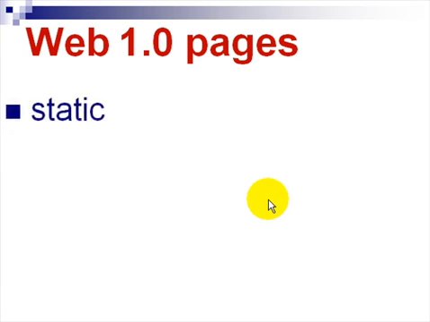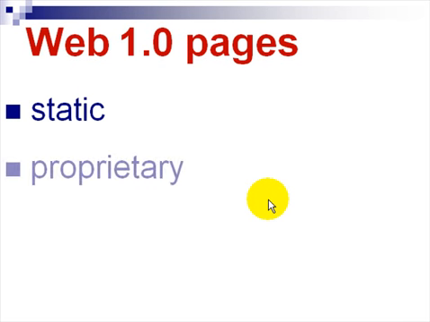If you recall from our first or second class, we talked about web pages in Web 1.0 as being primarily static, meaning they were pretty much just read-only with no interactivity, and proprietary, meaning that the content belonged to the person or the company who coded that website. It was theirs, it belonged to them exclusively, they were the ones who put it there.